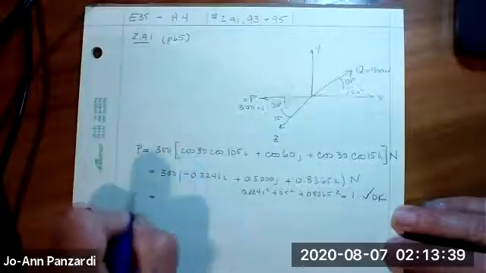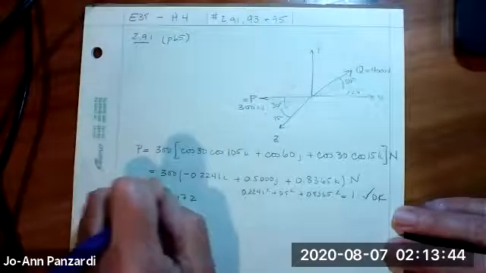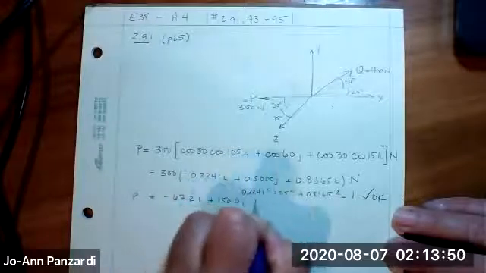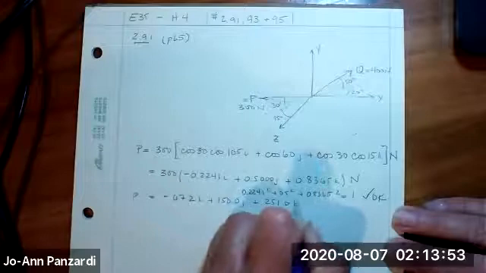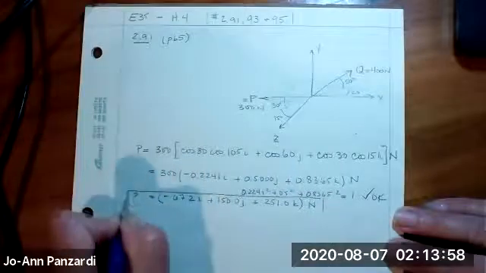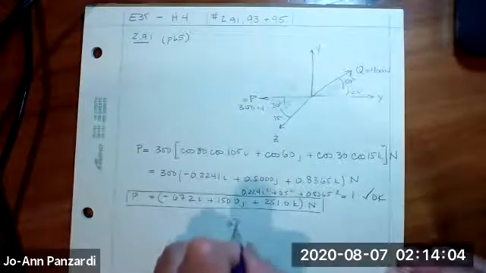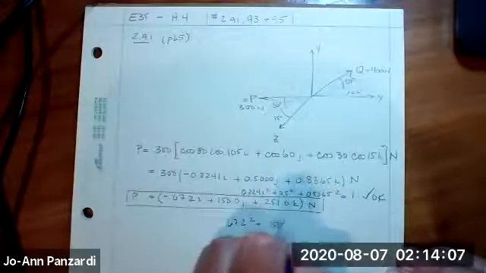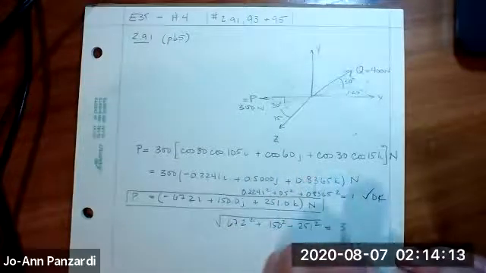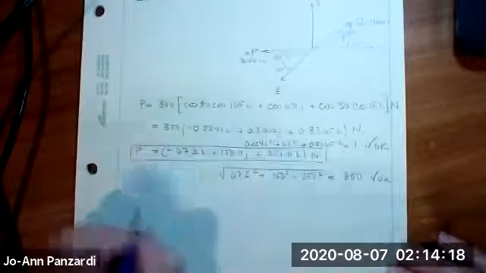And then P turns out to be negative 67.2 i plus 150.0 j plus 251.0 k, and it's all in newtons. And since I want to represent the force in vector form, I'm going to just box it in, and then I'm going to do my magnitude check. And when I plug it into my calculator, I find out that it does come out to be 300, so it's okay.